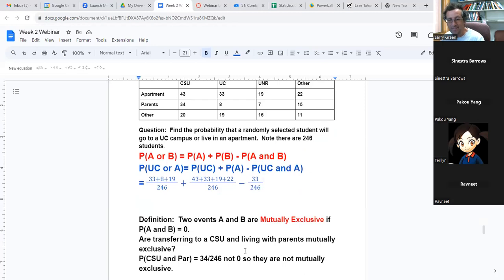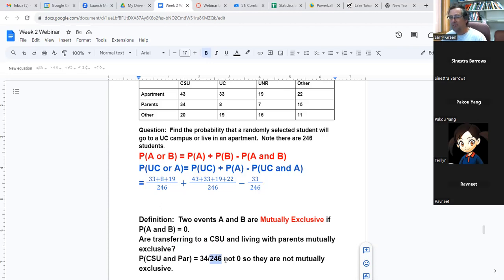All right, now a couple definitions. Here's the first one. Two events, A and B, are mutually exclusive if the probability of A and B equals 0. Okay, so here's the question. Are transferring to a CSU campus and living with parents, are those two things mutually exclusive? So to find that out, let's find the probability of CSU and living with parents. Well, that numerator is 34. The denominator is 246. I don't need a calculator to know that when I divide those, I do not get 0. Do you agree that that's not 0? Okay, so in particular, CSU and living with parents are not mutually exclusive.